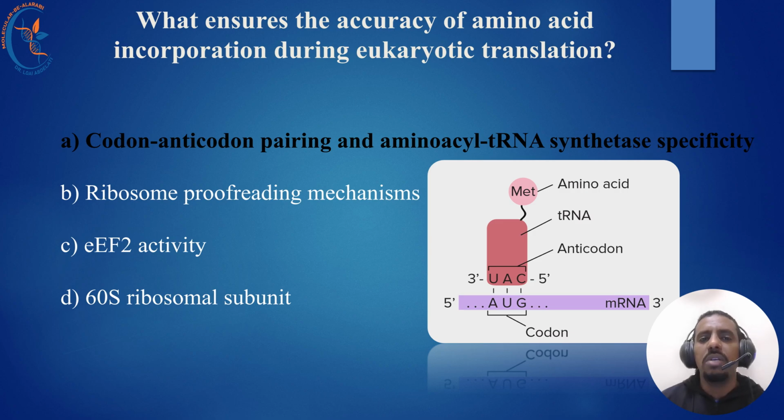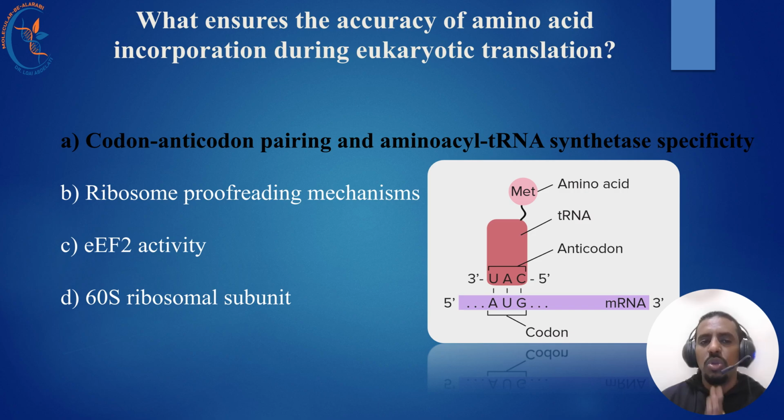Actually, to ensure accurate amino acid incorporation during eukaryotic translation, two key factors are crucial. The first one is codon-anticodon pairing. The second one is aminoacyl transfer RNA synthetase specificity. Let's explain each one first.